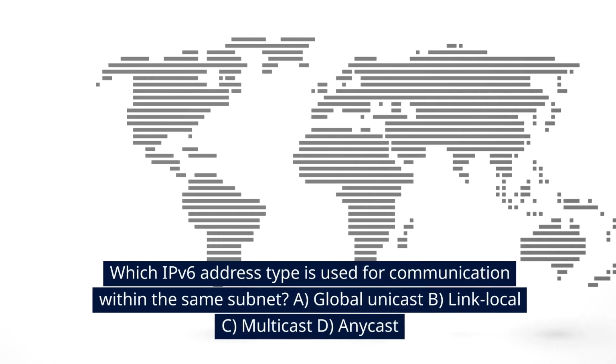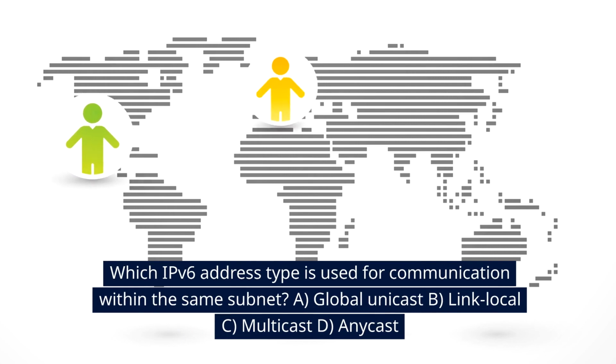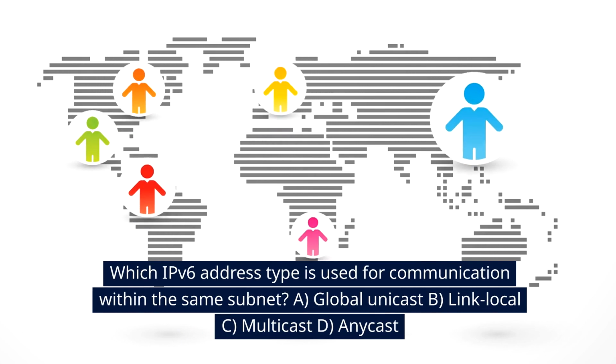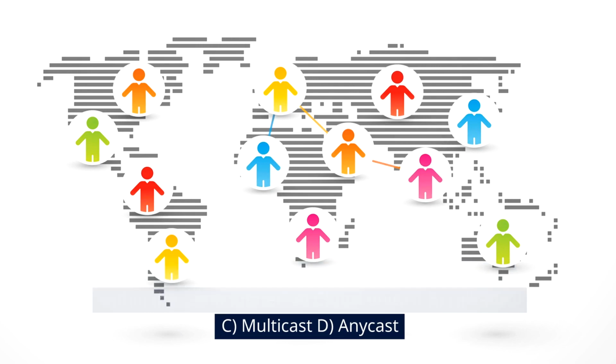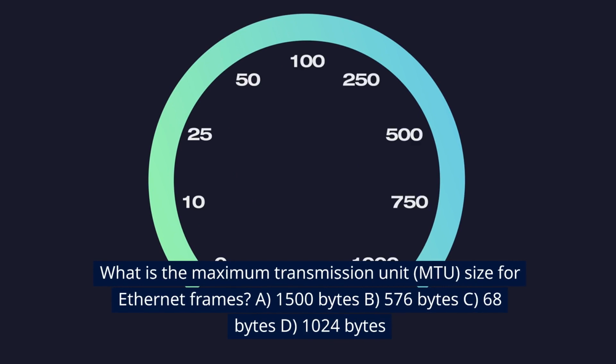Which IPv6 address type is used for communication within the same subnet? A. Global Unicast. B. Link Local. C. Multicast. D. Anycast. Answer: B. Link Local.